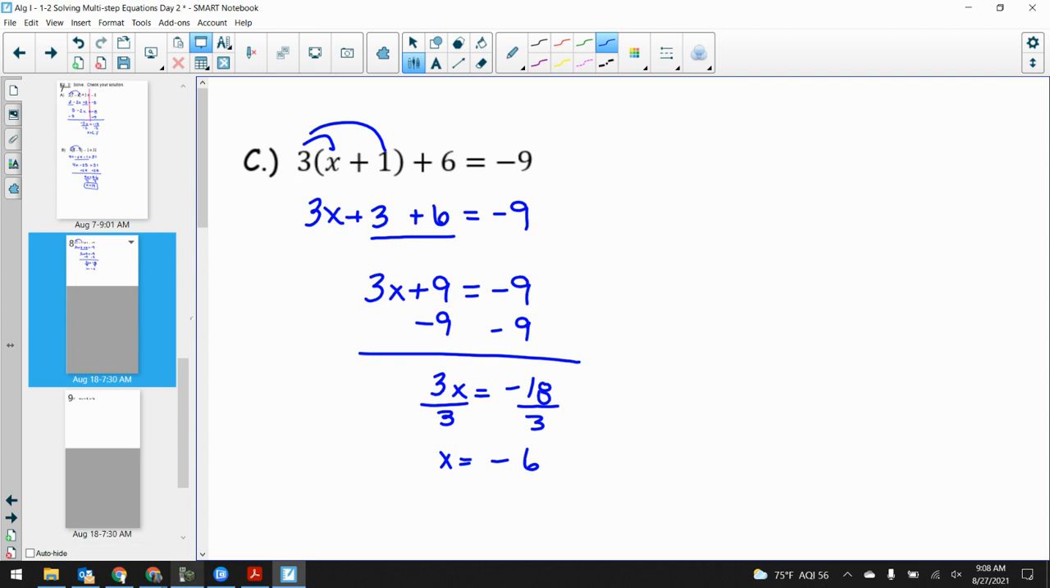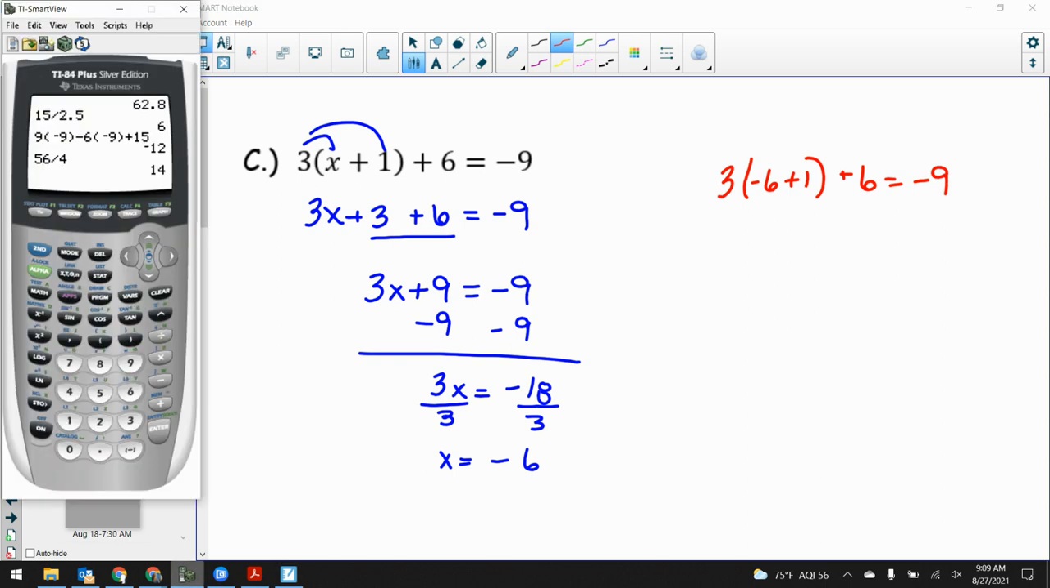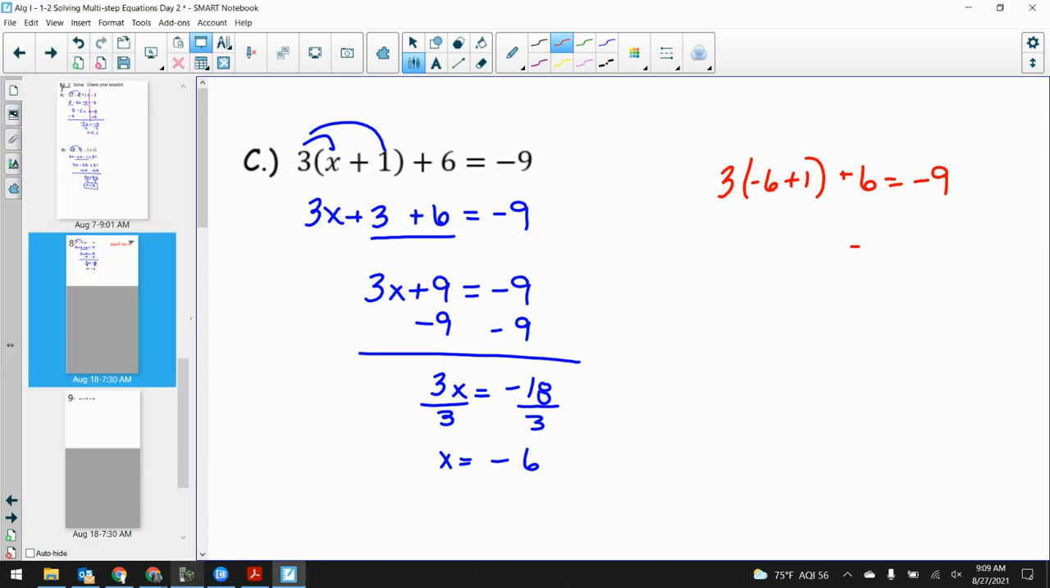Remember that I can still check my answer if I really wanted to. If I would like to, I could go back in and plug negative 6 in, if I was second guessing myself at all. 3 times negative 6 plus 1 plus 6, is that negative 9? Let's go in our calculators and check. I've got 3 parenthesis negative 6 plus 1 and parenthesis plus 6. Negative 9. It checks out. I know definitively that negative 6 is the correct answer. Questions?